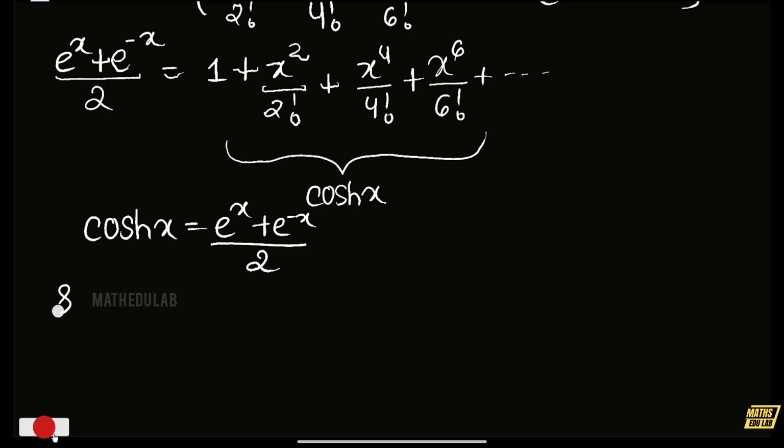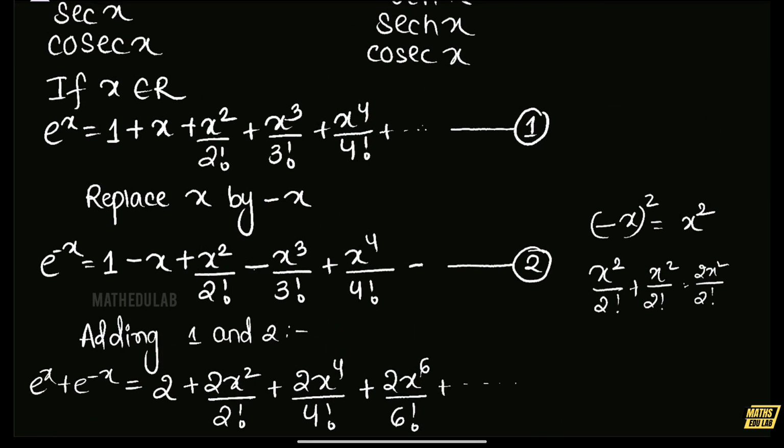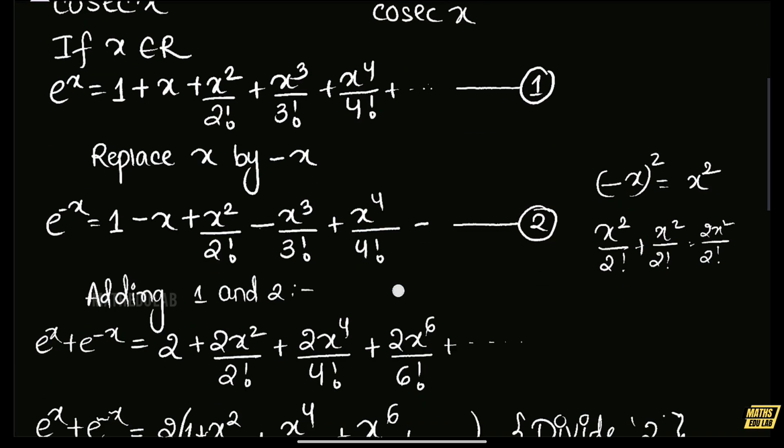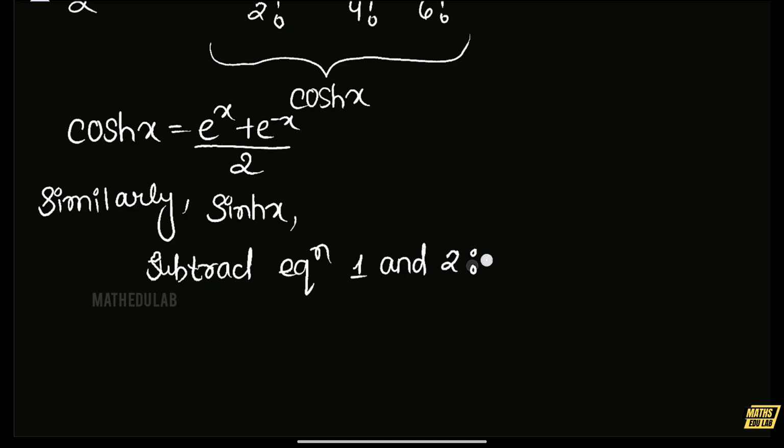So similarly, if we want to find the value for sine hyperbolic x, we will go for equations 1 and 2. We have to subtract these two equations. So write it here for sine hyperbolic x: subtract equation 1 and 2.